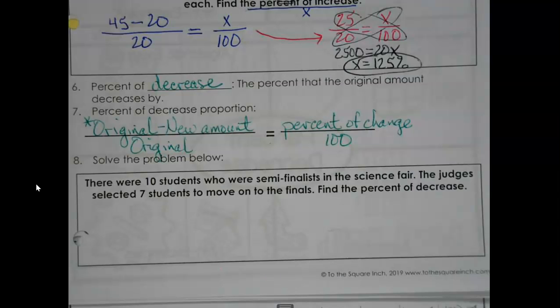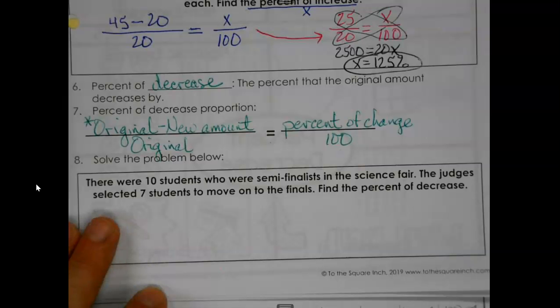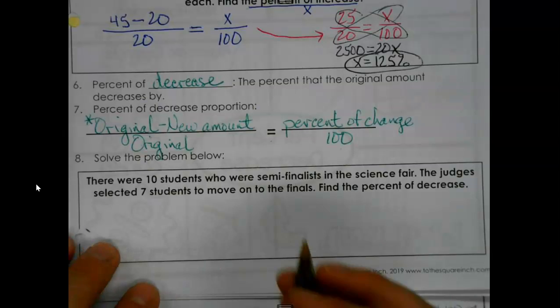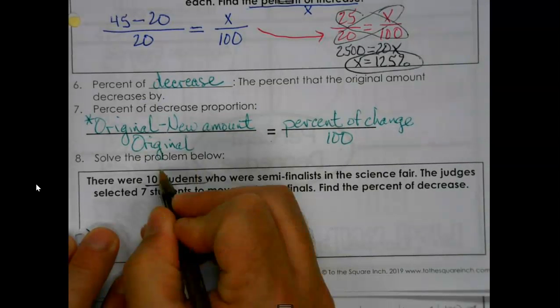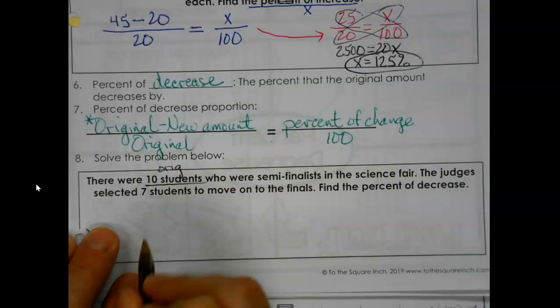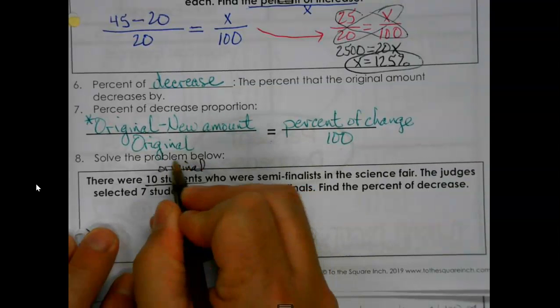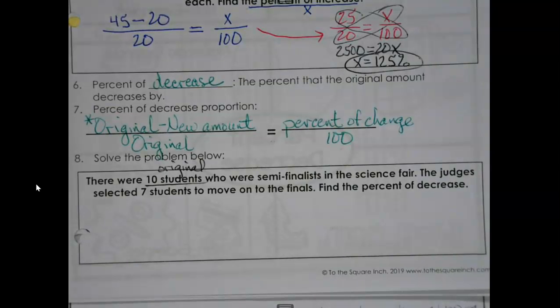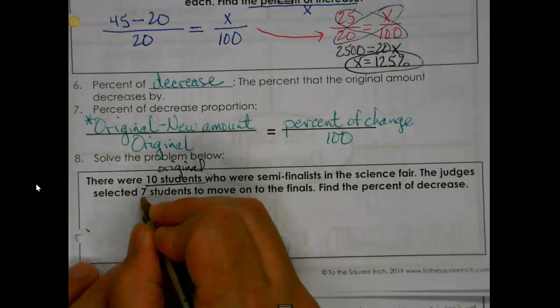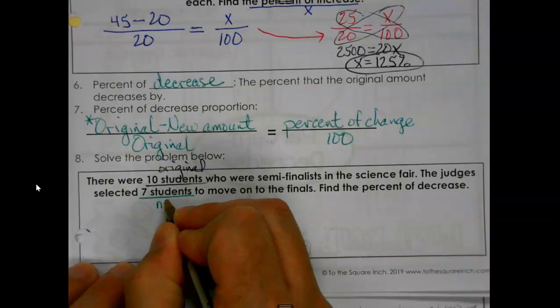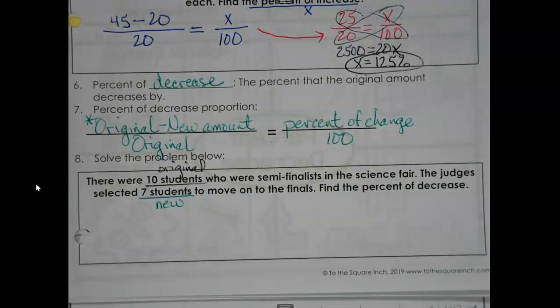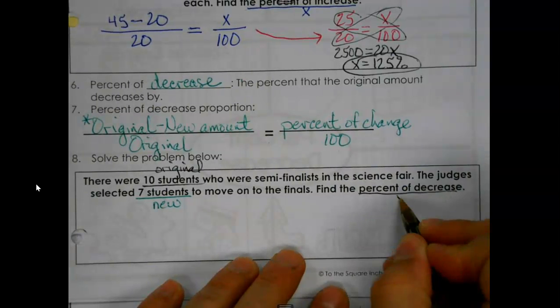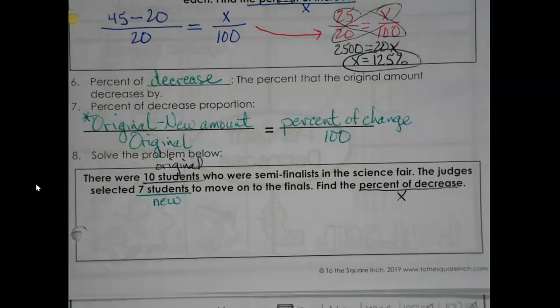so I look and I'm like, all right, let's see here. There were 10 students who were semifinalists in the science fair. The judges selected 7 to move on to the finals. Find the percent of decrease. Okay, so there were, originally in the semifinals, there were 10 students. But we only selected 7 to get to the finals. And we're looking for the percent of decrease.